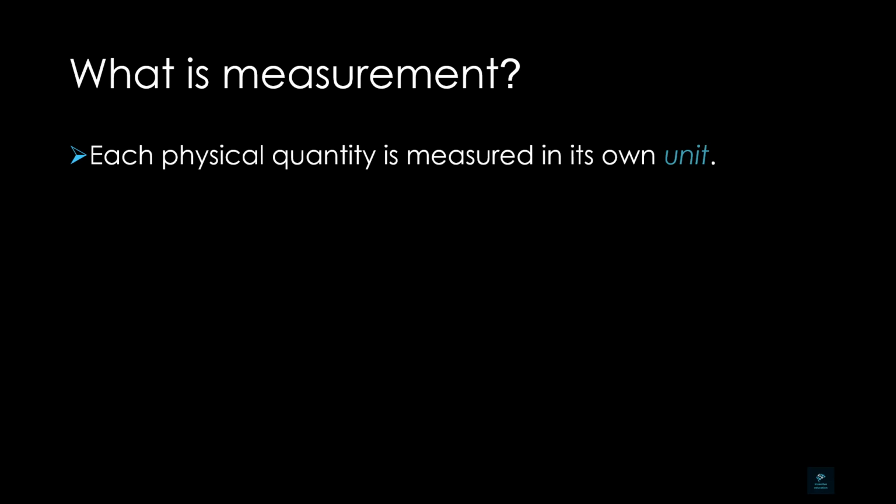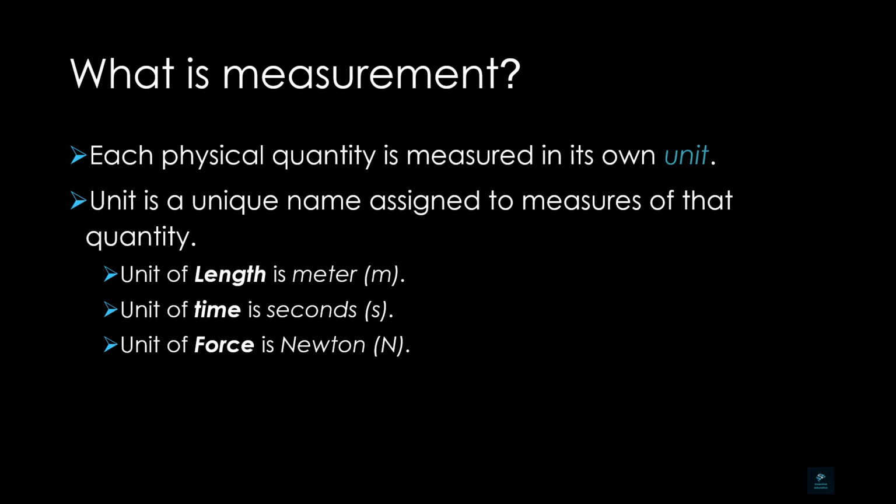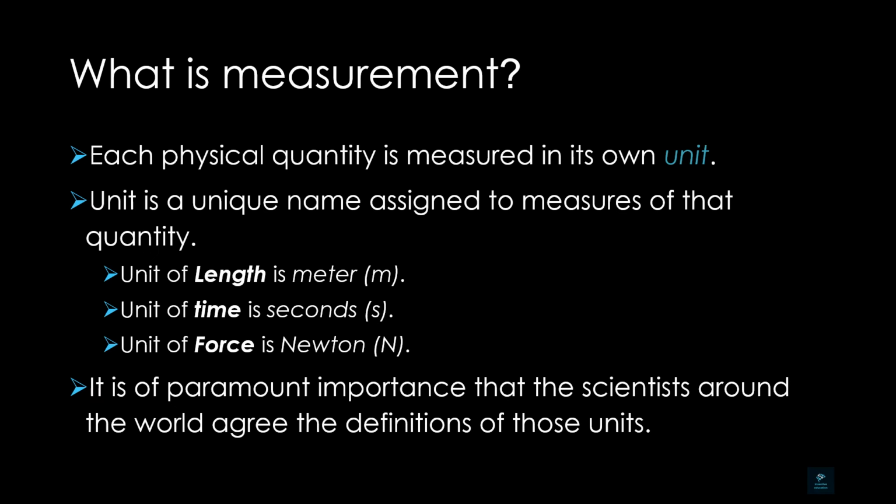Now, there are different physical quantities to be measured, like length, mass, time, force, pressure, temperature, etc. Each physical quantity is measured in its own unit. Now, what is a unit? A unit is a unique name assigned to measures of that quantity. Therefore, the unit of length is meter, the unit of time is seconds, and the unit of force is Newton. It is of paramount importance that scientists and engineers around the world agree to definitions of those units.